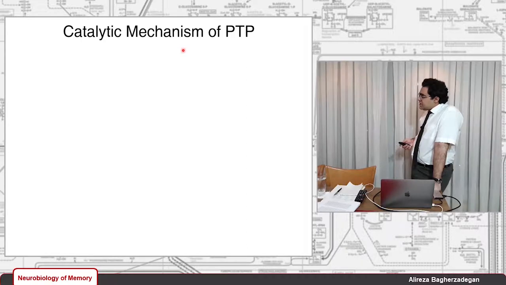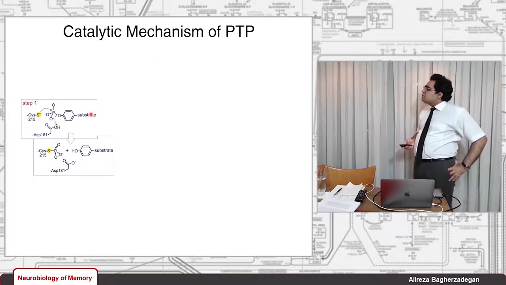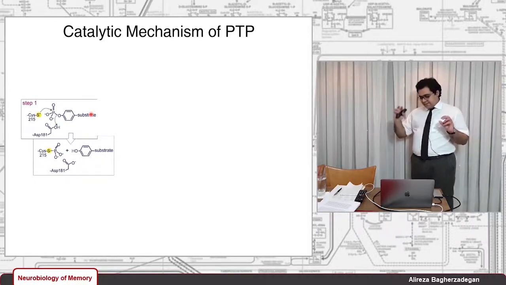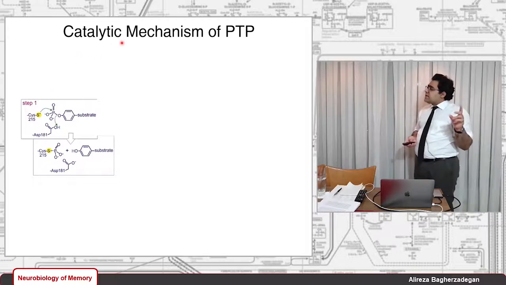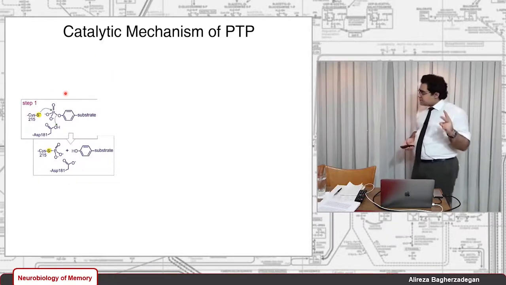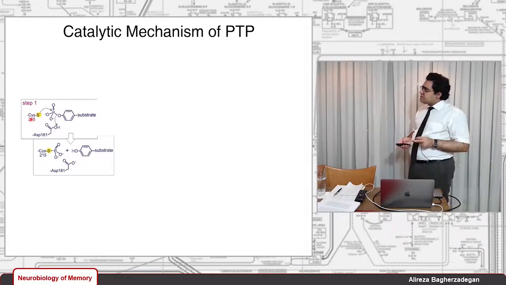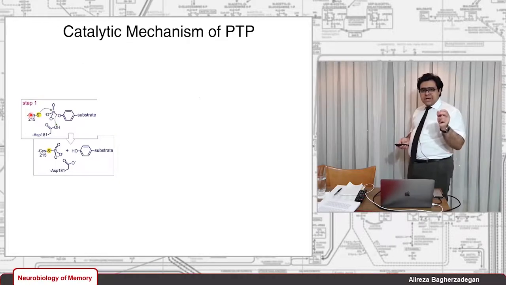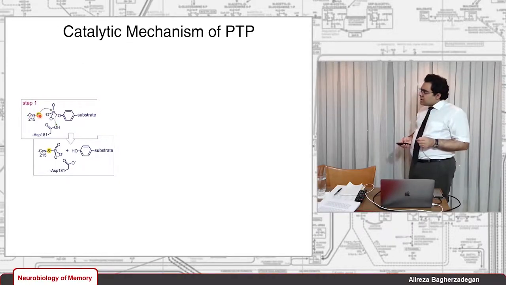Now let's see how PTP catalyzes the dephosphorylation. First of all, we have single-step dephosphorylation and two-step dephosphorylation. The catalytic mechanism of PTP requires two steps. In the very first step, this is cysteine 215. This catalytic residue has a low pKa of around 5.4, and it also has a sulfhydryl group. Because it has a low pKa of around 5.4, it acts as a nucleophile, or electron donor.